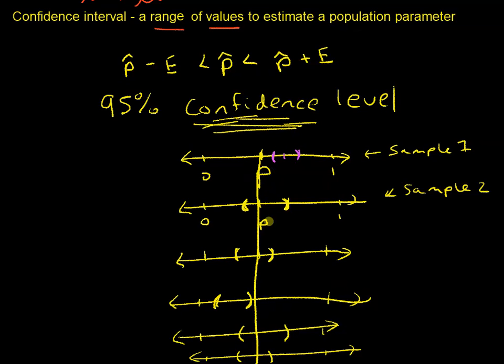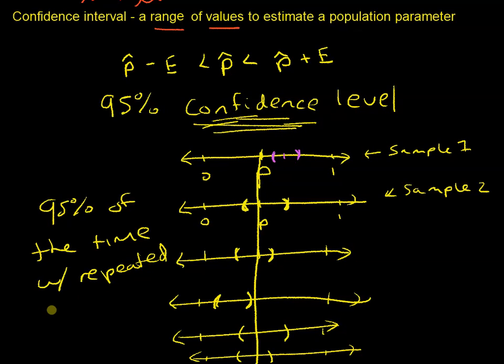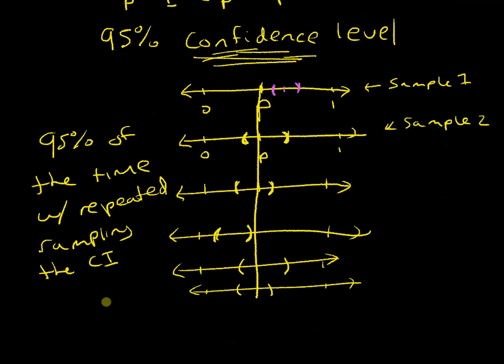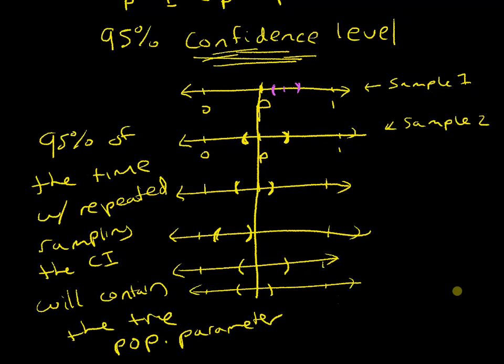So what a confidence level says is that 95% of the time, with repeated sampling, the confidence interval, noted with CI, will contain the true population parameter. Okay, so there you have it.